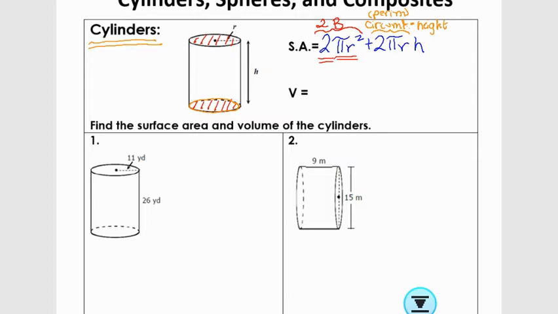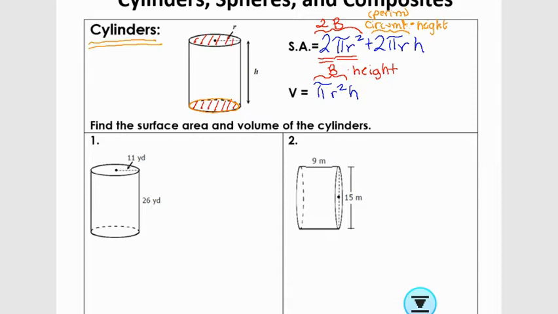Okay, and what about the formula for the volume of a cylinder? Well, according to our formula chart, it's pi r squared h. And if we think about why that's our formula, remember we said that pi r squared is just the area of a circle. So that's just area of the base times height, which should sound familiar with the other formulas that we've learned. So let's try using them.